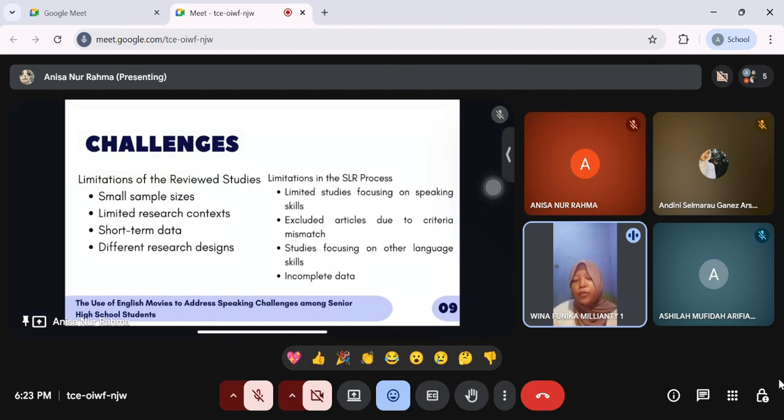So there are several challenges in this review. First, many of the reviewed studies involve small sample size and were conducted in limited research context. In addition, most studies collected short-term data and used different research design, which makes comparison across studies difficult. In the SLR process, the number of studies focusing specifically on speaking skills was limited. Several articles also had to be excluded because they did not meet the inclusion criteria. Moreover, they focused on other language skills or provided incomplete data. Okay, I think that's all from me, and the next point will be explained by Anissa.